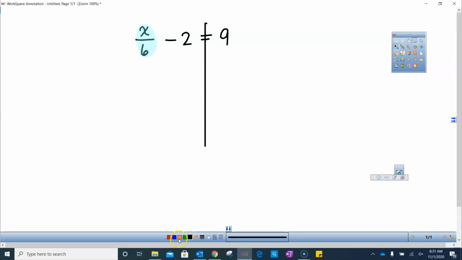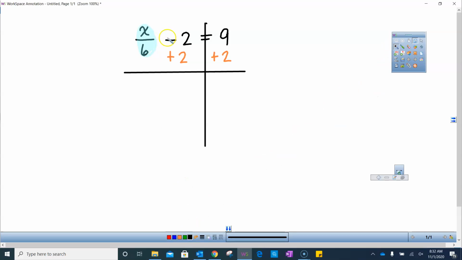So the first step for getting that is to get rid of the minus 2. To get rid of a minus 2, I do the opposite. I add 2, and I have to do it on both sides of my equation. Then I separate it with a line so I can see what result falls out from this addition step.